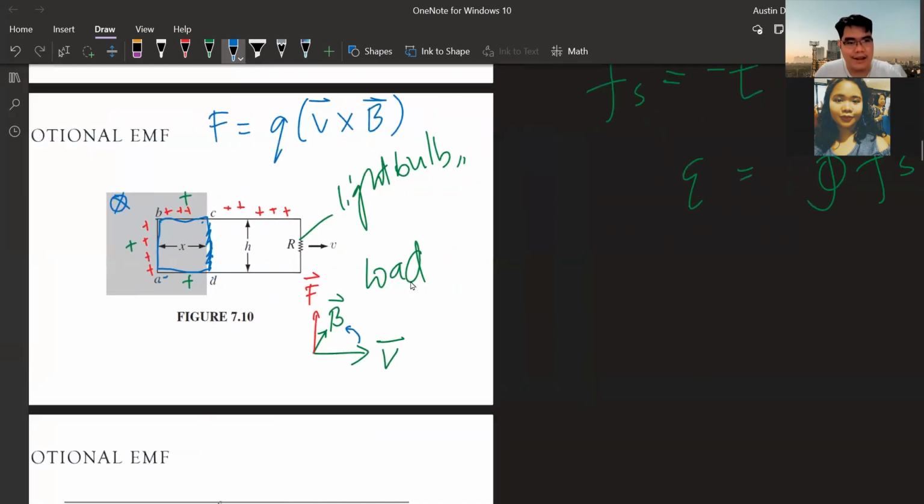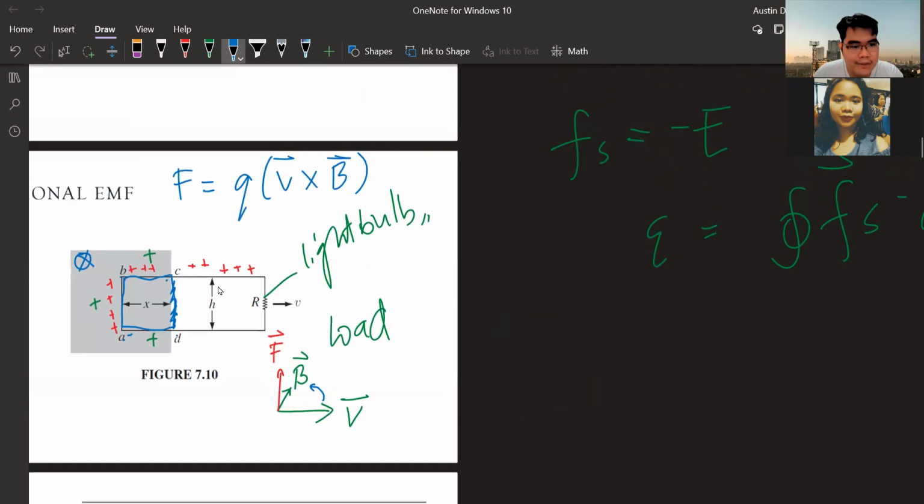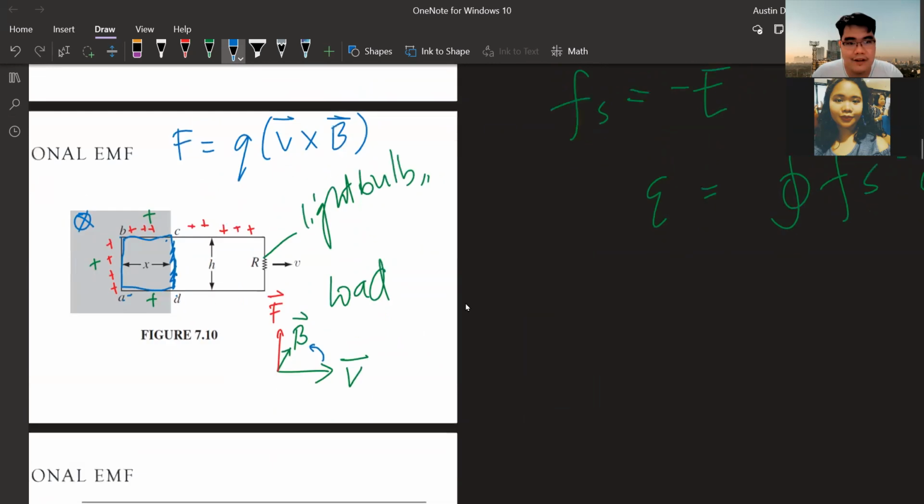So calculate natin 'to. Yung v cross B, normal multiplication na lang siya, kasi yung v mo to the right and B mo, the magnetic field, is into the page. They're already perpendicular with each other. So vB na lang.